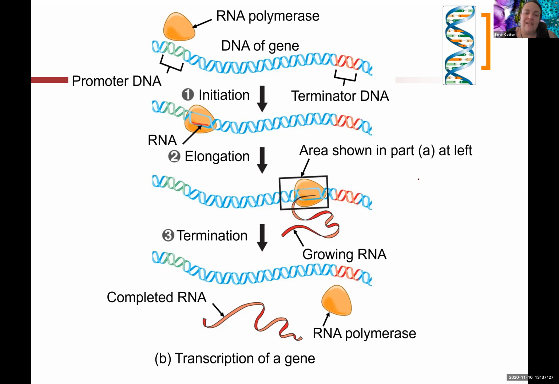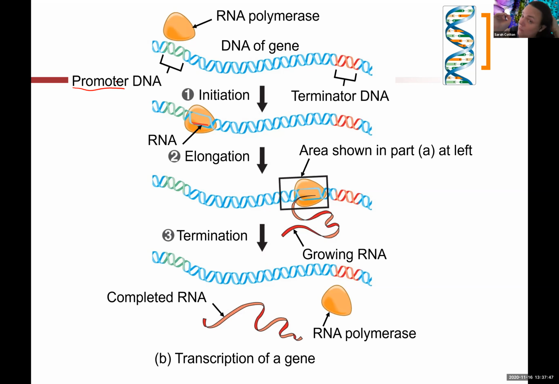So what happens is that RNA polymerase binds to the DNA at a specific site called the promoter. I don't really care that you know that name necessarily, but the idea is there's a spot that's like, hey, RNA polymerase, bind here. Okay, so it binds to a specific section.